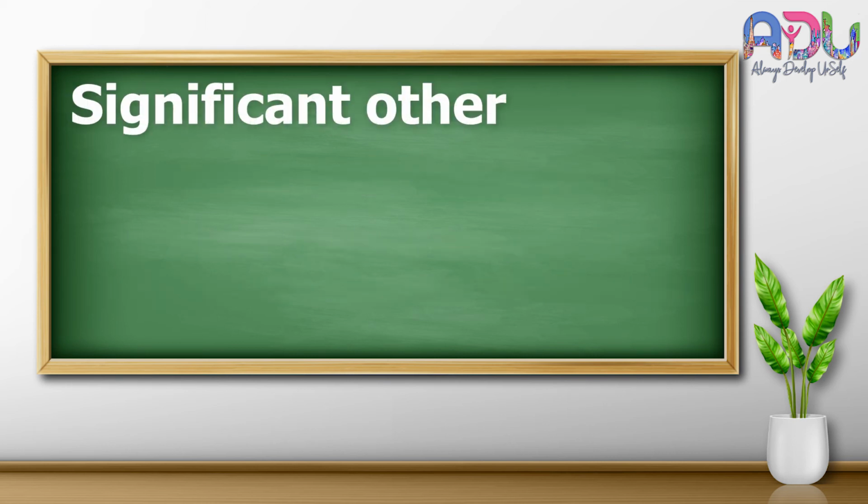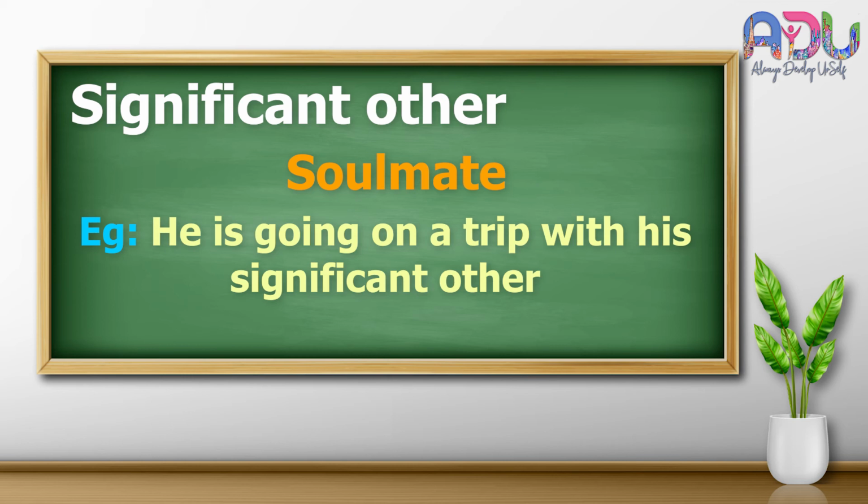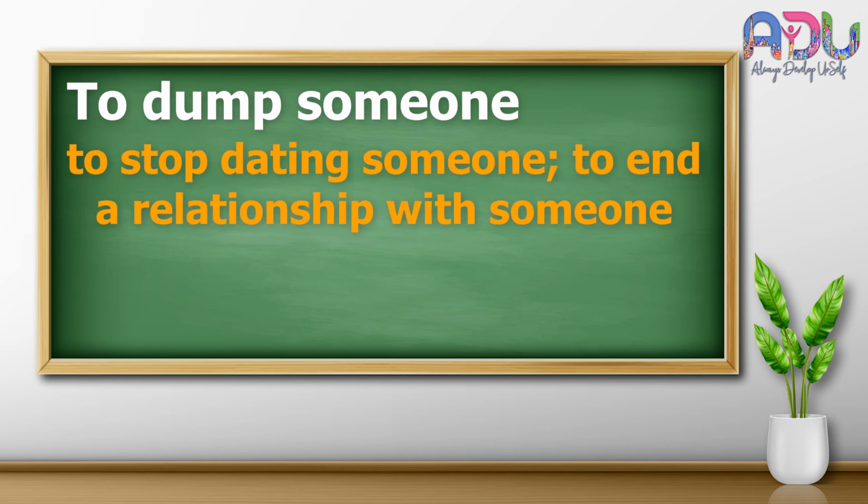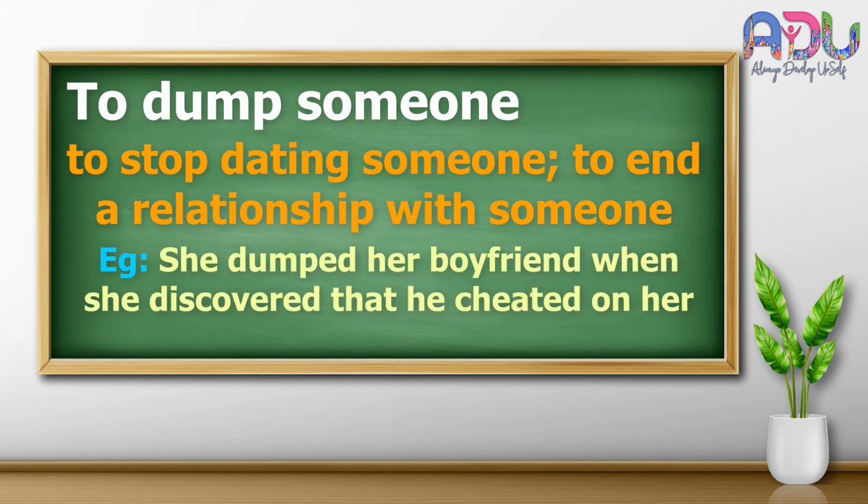54. Significant other. Significant other is soulmate. For example, he's going on a trip with his significant other. 55. To dump someone. To dump someone means to stop dating someone or to end the relationship with someone. For example, she dumped her boyfriend when she discovered that he cheated on her.